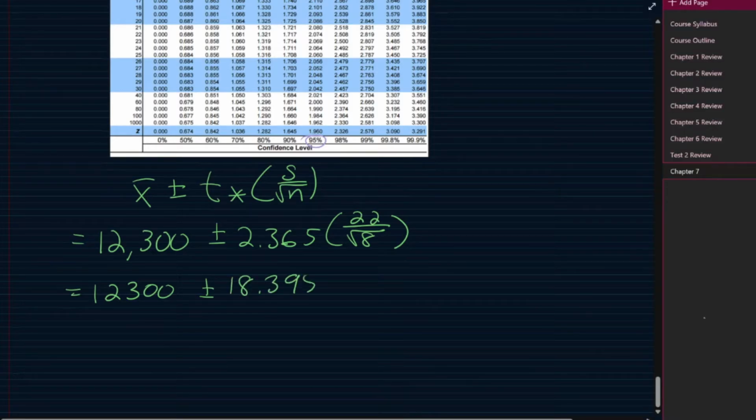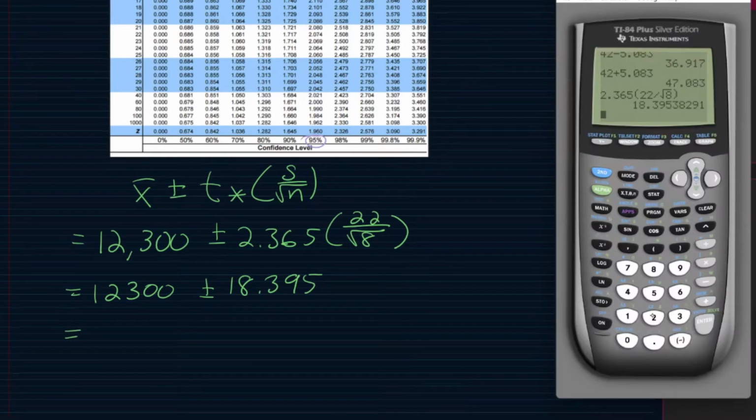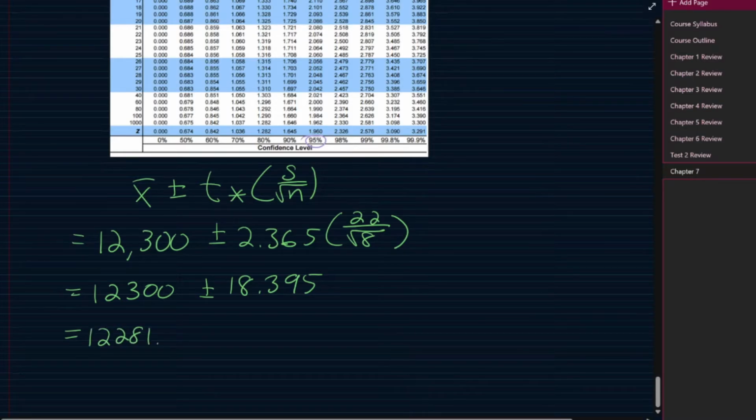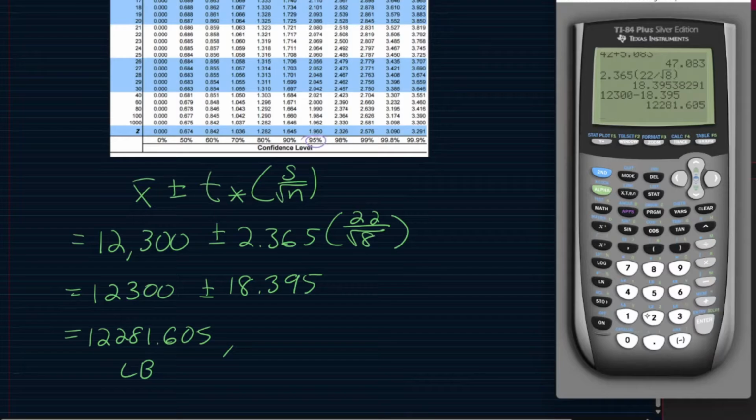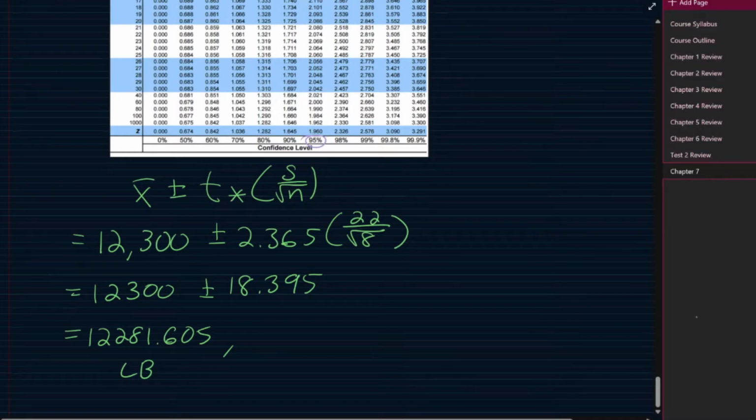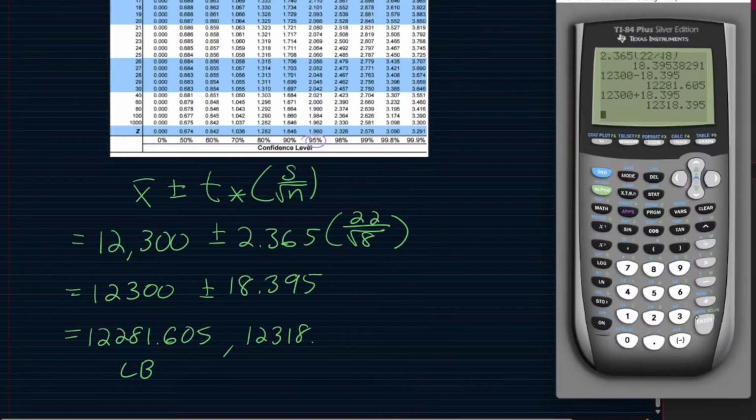So 12,300 minus 18.395, it's 12,281.605. That's our lower bound. And the upper bound, 12,300 plus 18.395, 12,318.395. That would be our upper bound.